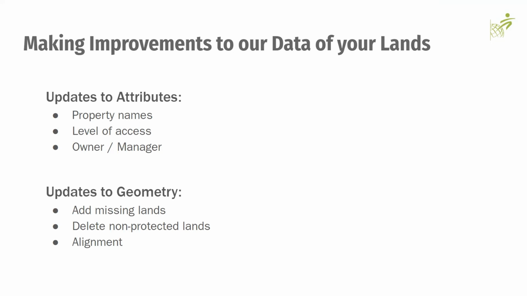So when you begin improvements to your data, what we really look for is if there have been any changes to the names of your property, or if there's a change in the level of access, if there's a different owner or a different manager. So we would like for you to update any of those attributes in the toolkit.